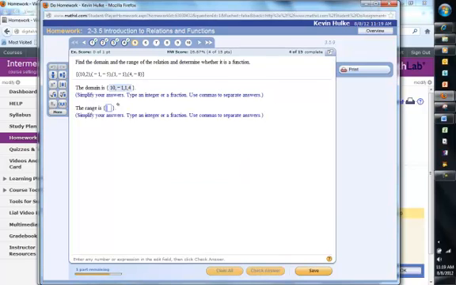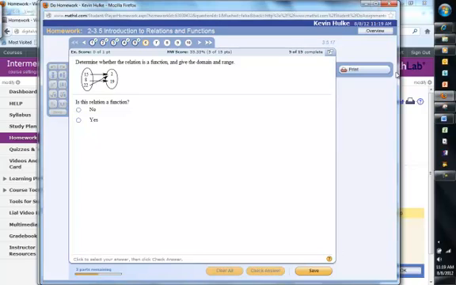The ranges, the y's, are 2, -5, -1, and -8. Is it a function? For every x, is there only one y? Yes. Okay, let's look at the next one.